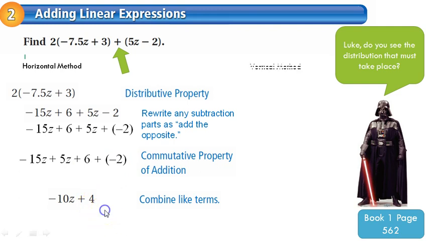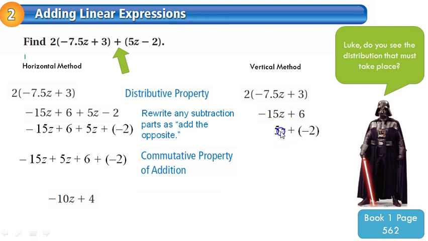Let's take a look at the vertical method. Again, we still must use the distributive property. So we'll get negative 15z plus 6. We write the bottom portion as adding the opposite. And then we combine like terms. Stacking these together, we'll end up again with negative 10z, and combining 6 and negative 2 gives us positive 4.